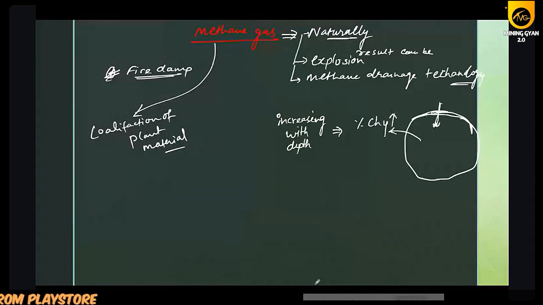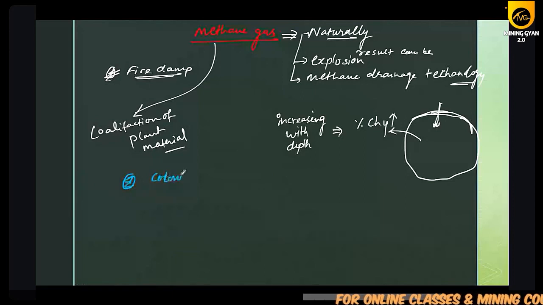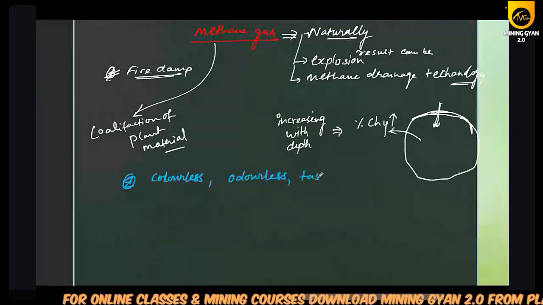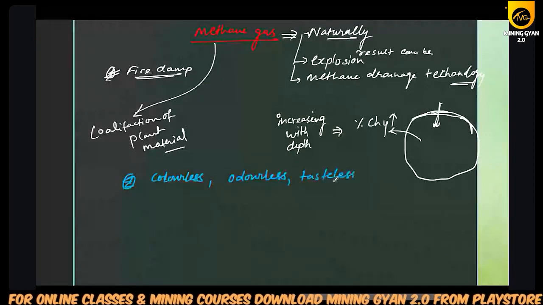Now we have to discuss some properties of methane. The first property: it is colorless, odorless, as well as tasteless.